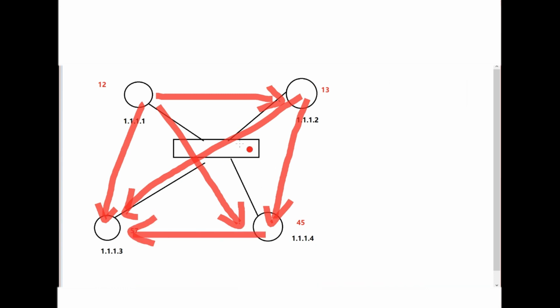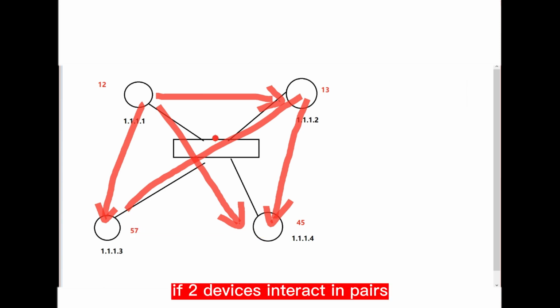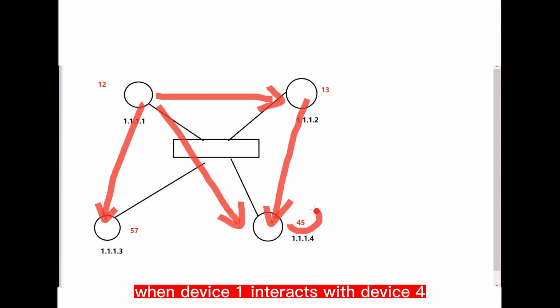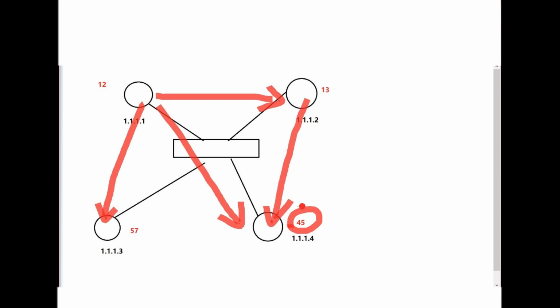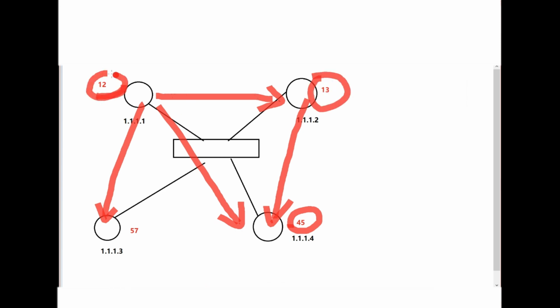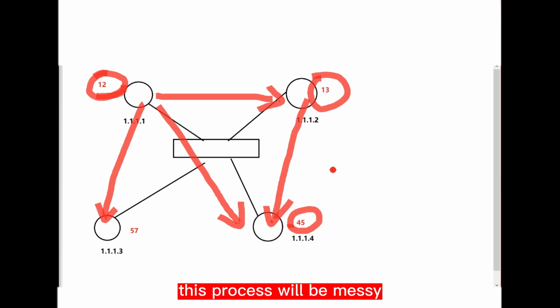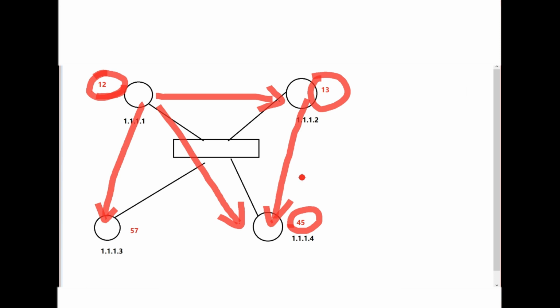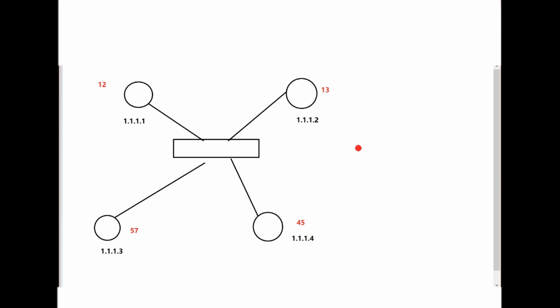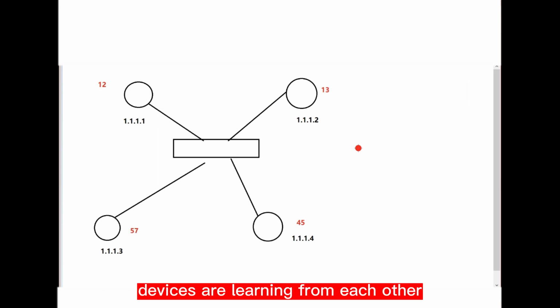First of all, think about it. If 2 devices interact in pairs, one question you have to think about is, when device 1 interacts with device 4, the device may first have learned the overall information of device 4 from device 2. This process will be messy. The overall process is iterative, that is, concurrent traffic at the same time. Devices are learning from each other.